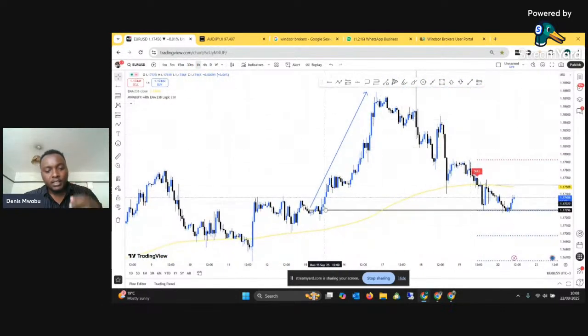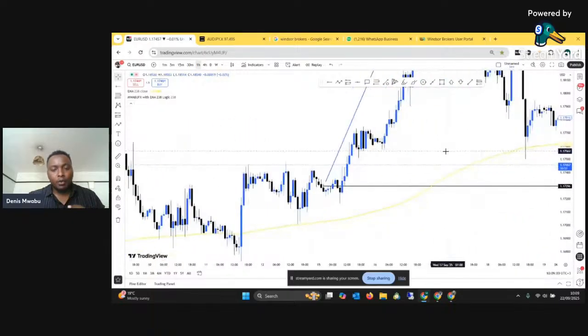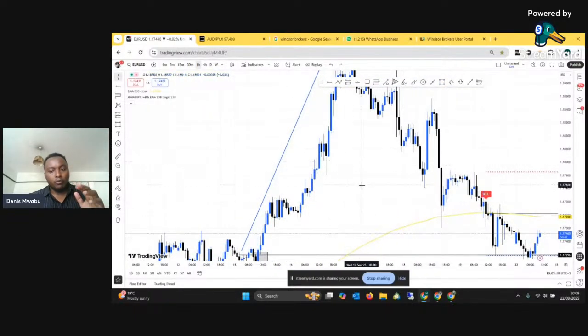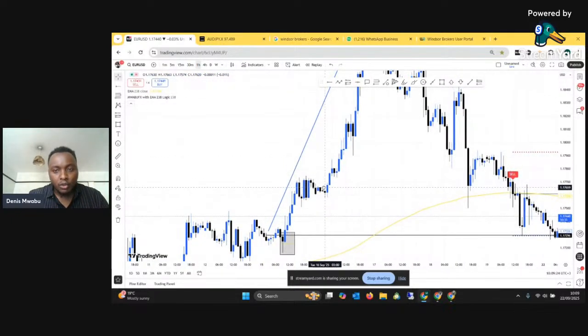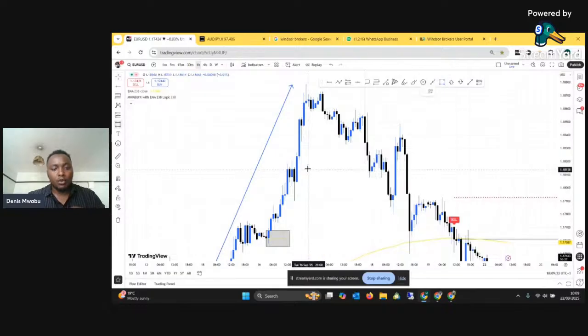If price is moving to the upside, contrary means opposite. It is the previous opposite candle that caused the move. So here, the previous opposite candle that caused this whole move was this one here. And then we had another one. We are bullish, so the previous opposite candle that caused this move was this one here. And another previous opposite candle before this move happened was this one here.